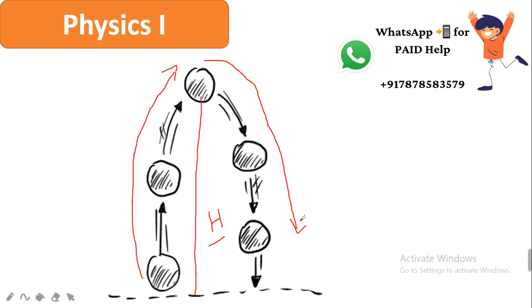First the ball will go upside and then it will go downside. There is a concept that whenever a ball reaches its maximum height, at that point its velocity will be equal to 0. You have to remember this point: whenever a ball reaches its maximum height, there its velocity will be 0.